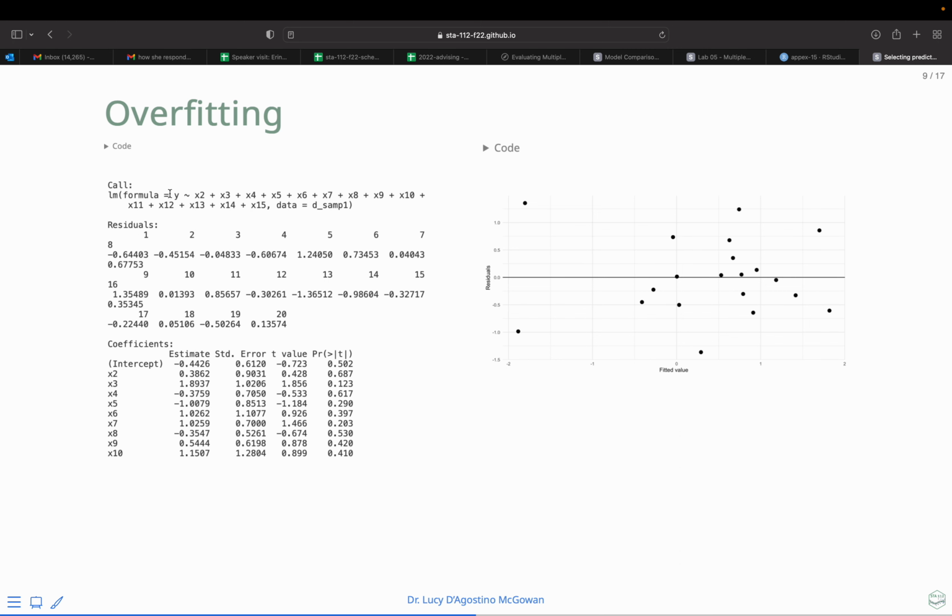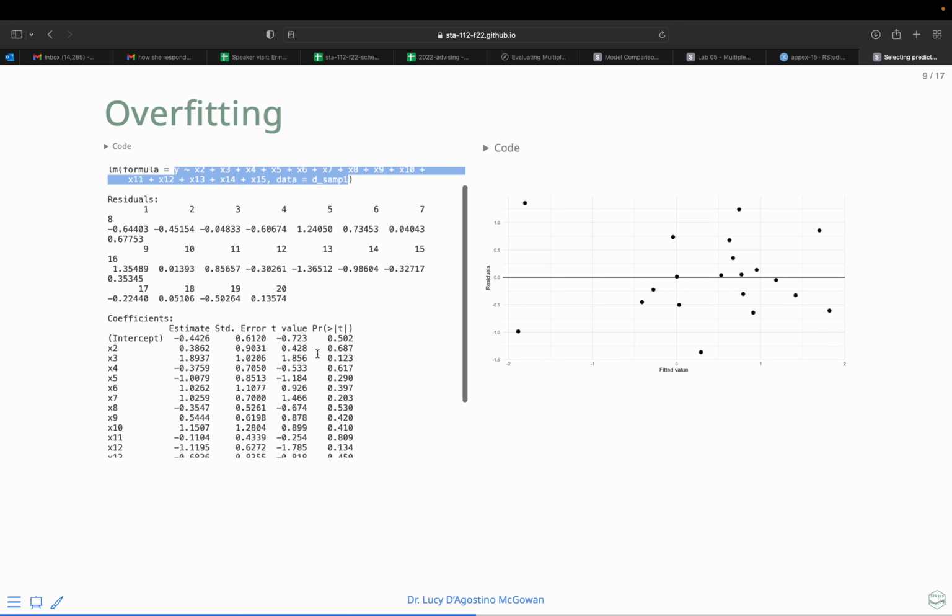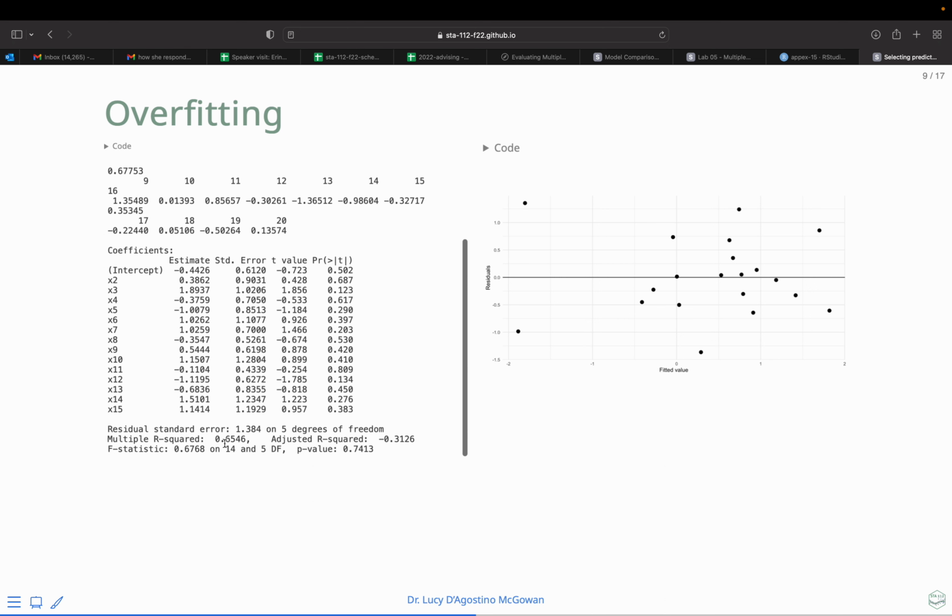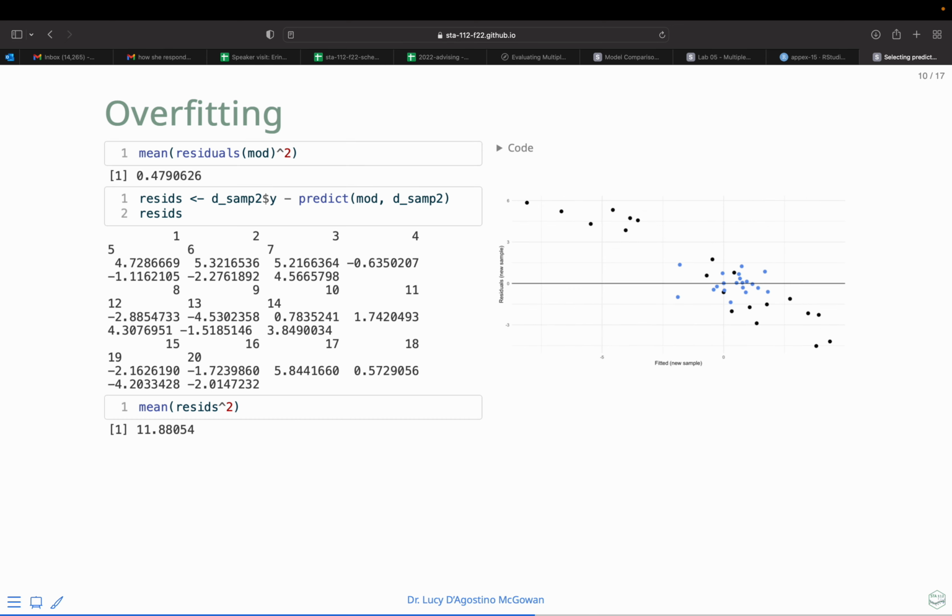And then I fit my model to the first sample. When I include 15 variables, I end up with a really high R squared of 0.65. These variables explain about 65% of the variability in this data. Although you'll notice my adjusted R squared is negative, so that's very small. That suggests that perhaps this is not a good model once we've actually penalized for the number of variables. But if I just used this multiple R squared, I might be misled into thinking that this is a pretty good model. And I could look at my residuals, and they look pretty good. There's not really an indicator that I've overfit my model.